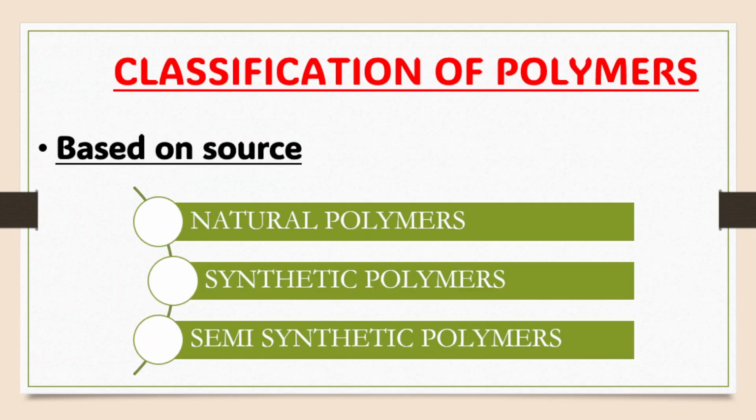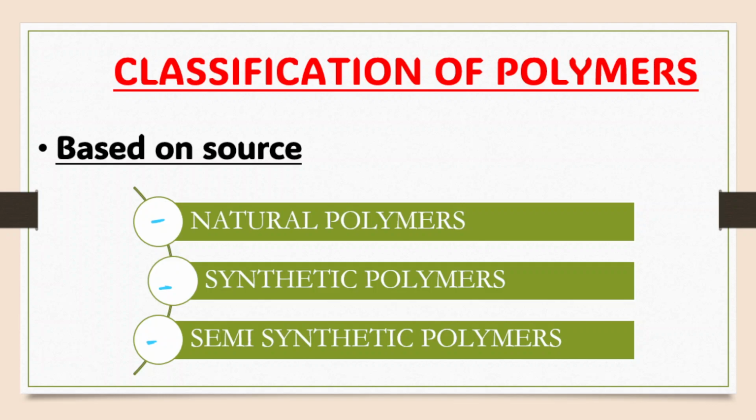Next, we have to study the classification of polymers. There are different ways of classifying polymers. First is based on source. Based on source, we classify polymers as first natural polymers, second synthetic polymers, and third semi-synthetic polymers. Students, we have to remember the names of polymers as well as their examples and their structures. First we will study natural polymers.